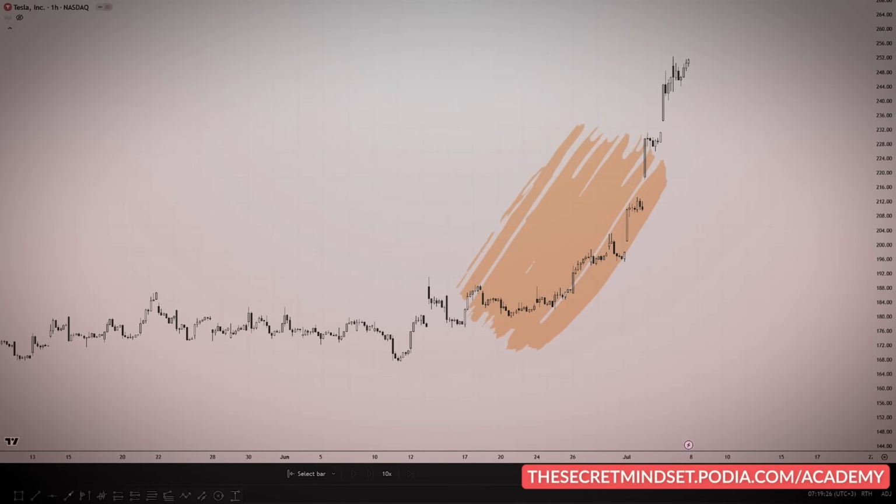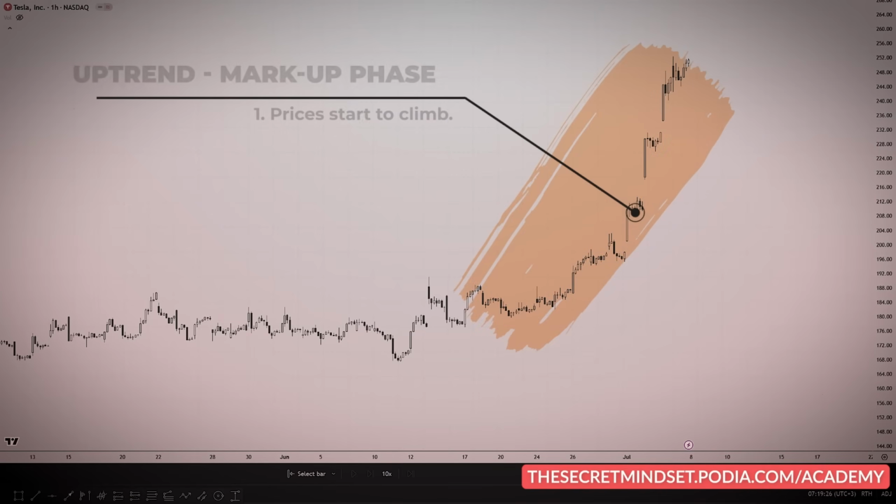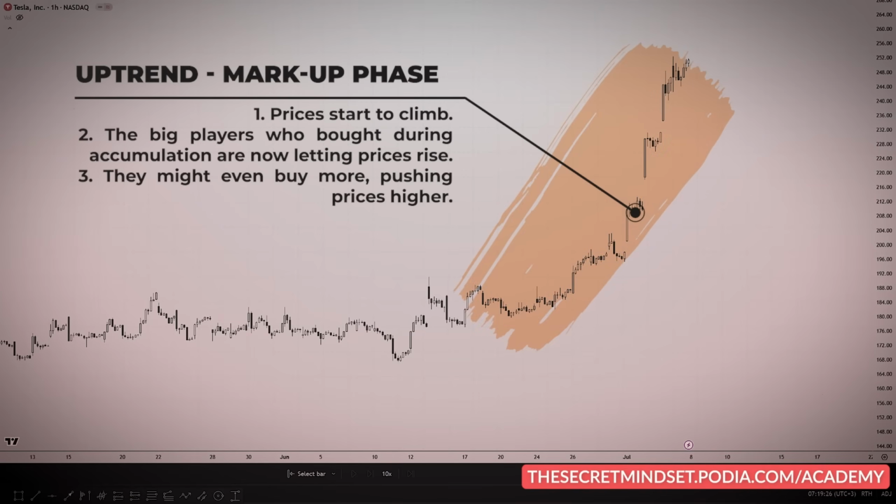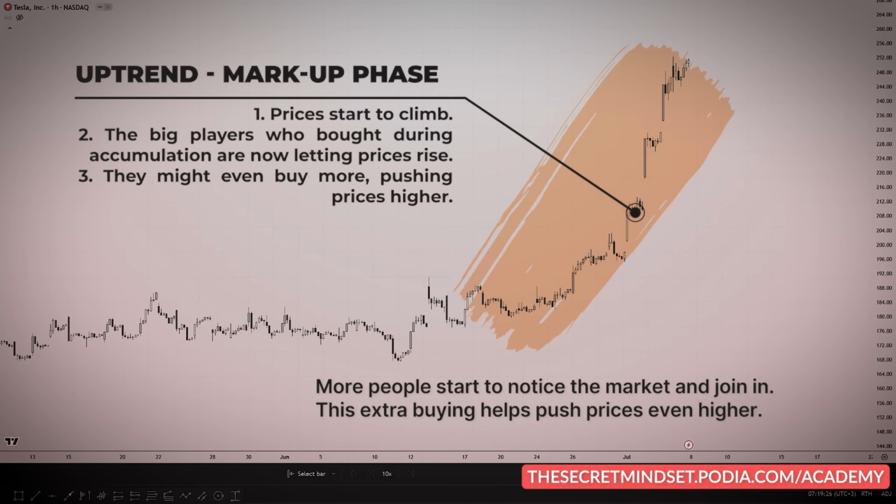The uptrend or markup phase comes next. This is when prices start to climb. The big players who bought during the first phase are now letting prices rise. They might even buy more, pushing prices higher. In the uptrend, more people start to notice the market. They see prices going up and want to join in. This extra buying helps push prices even higher.